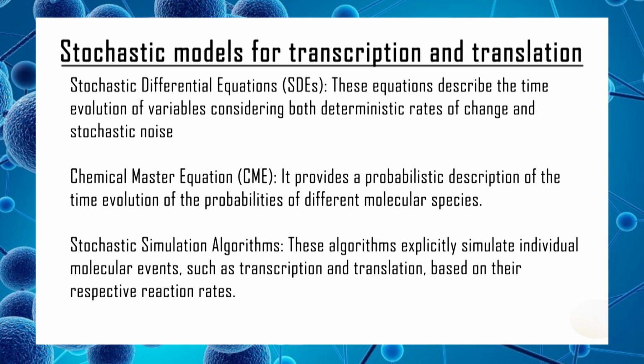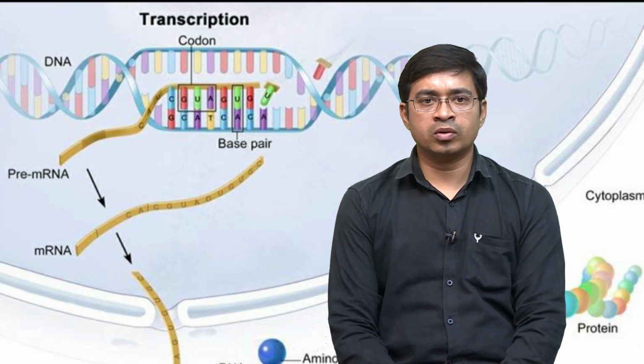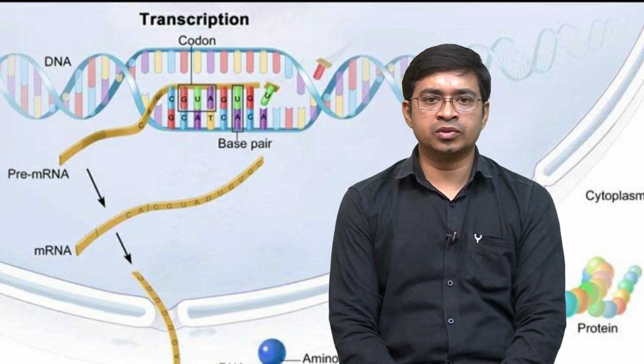The third model is the stochastic simulation algorithm. Stochastic simulation algorithms such as the Gillespie algorithm are widely used for simulating gene expression dynamics. This algorithm explicitly simulates individual molecular events such as transcription and translation based on their respective reaction rates. By randomly selecting reaction events and updating molecular counts, the stochastic simulation algorithm generates time trajectories for molecular populations, providing statistical information about the variability and distribution of gene expression.